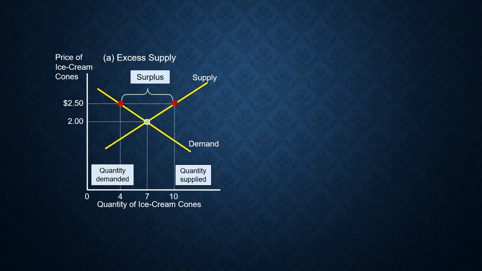In the panel here, there is a surplus because the market price of $2.50 is above the equilibrium price. The quantity supplied, 10 cones, exceeds the quantity demanded, 4 cones. Suppliers try to increase sales by cutting the price of a cone, which moves the price towards its equilibrium level.